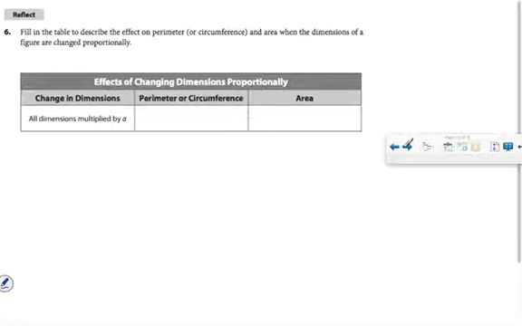So this table is kind of summarizing what we used in the last screen. If all of the dimensions are multiplied by a, then the perimeter will be P times a, or if it's circumference, it would be C times a. If all of the dimensions are multiplied by a, then the area is going to get multiplied by lowercase a squared. I know that looks kind of weird, but make sure you realize that the area gets multiplied by the scale factor squared.